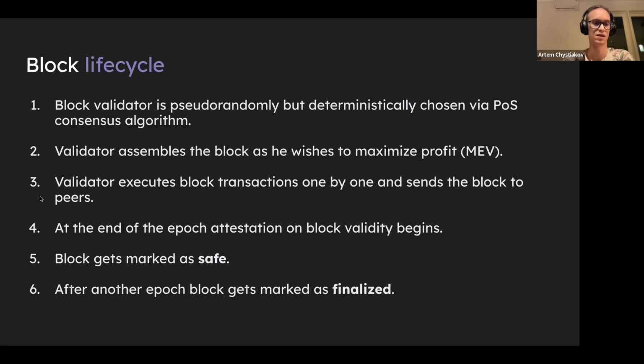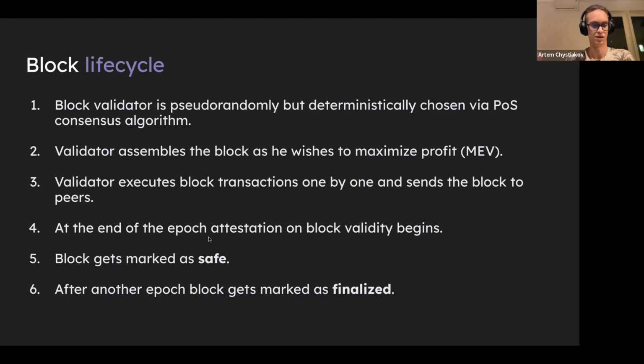Point number 3, validator executes block transactions one by one and sends the block to peers. And point number 4, at the end of the epoch, attestation of block validity begins. So every 32 blocks, a new epoch starts, and those 32 blocks are assembled into the epochs.